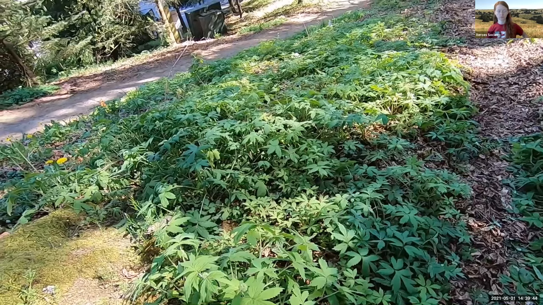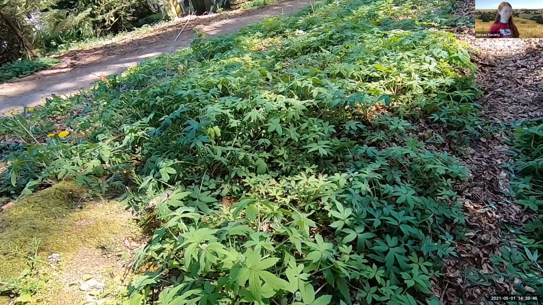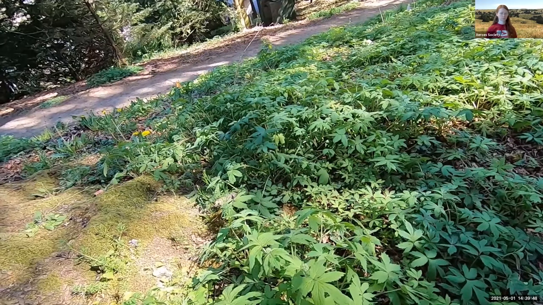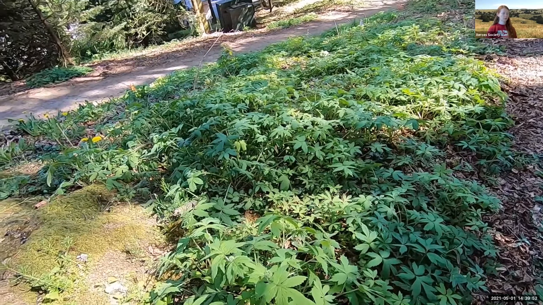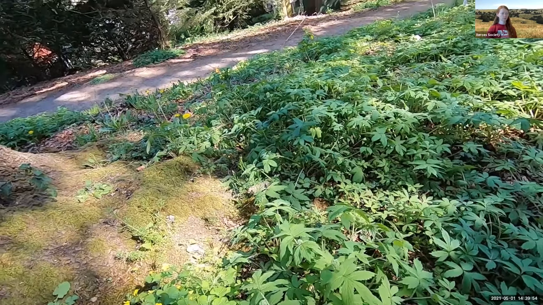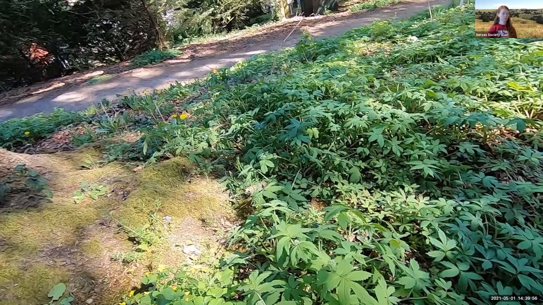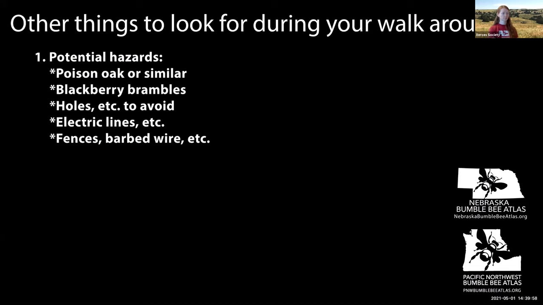So while you may not be drawn to them with your own eyes, it's really important to pay attention to what's blooming and making sure that we're spending time looking at all the flowering resources on the landscape, looking for different species of bumblebees.